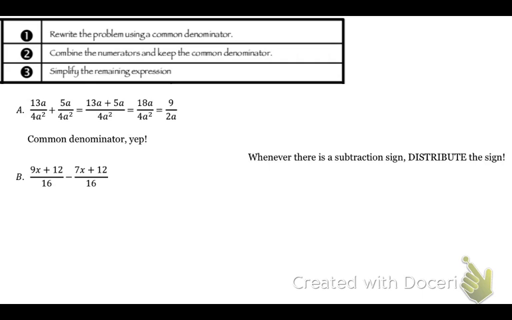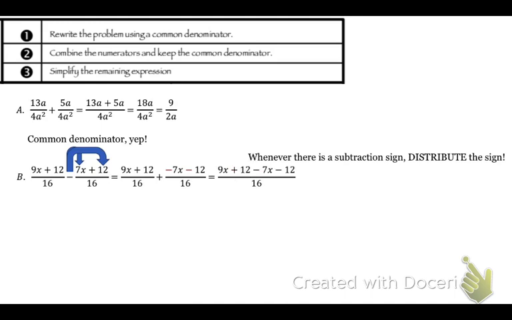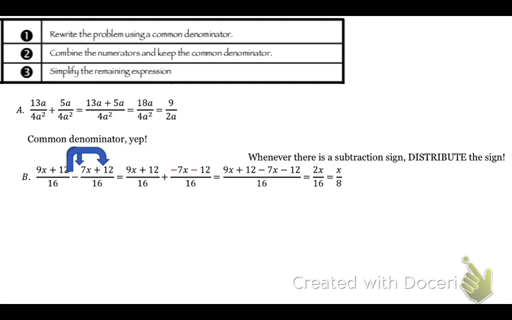Okay, people make mistakes all the time. It's because they won't distribute that stupid sign. Just distribute it, okay? Now, when you distribute that, that only goes to the top. So that's going to be negative 7x and negative 12. The bottom doesn't change. It only distributes to the top. We have a common denominator, so we're just going to add everything across the top. 9x plus 12 minus 7x minus 12. So that's 2x, because those 12s cancel, over 16, which reduces to x over 8.